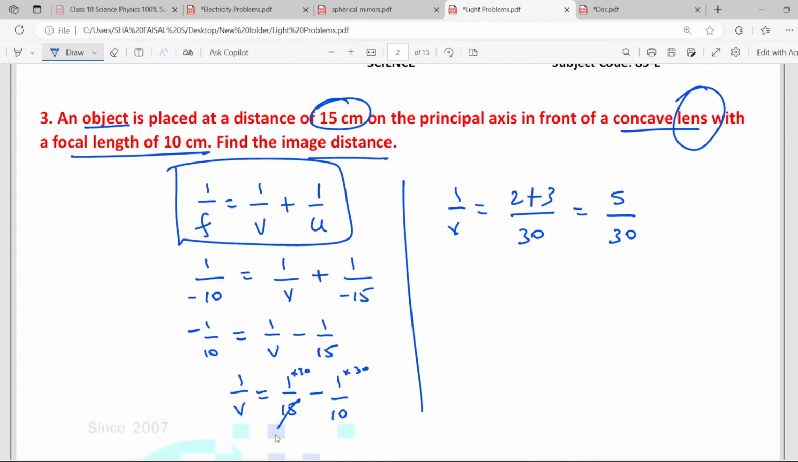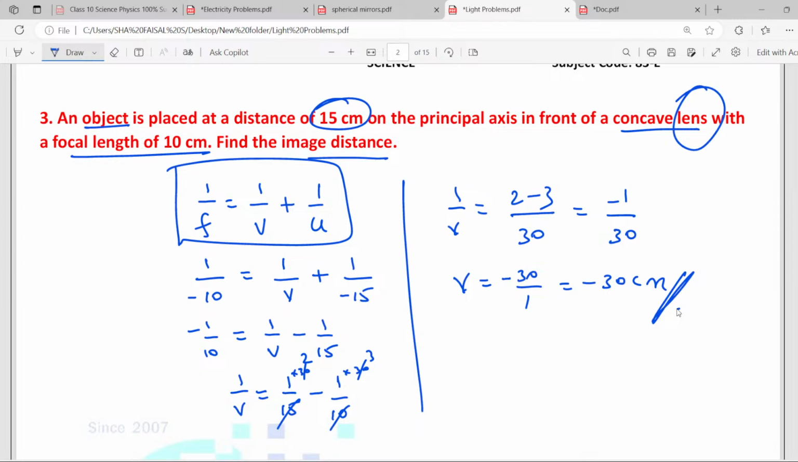Just a minute. 15 ones are 15, twos are 2, into 1 is 2. Minus, not plus. It is minus actually. It should be minus. 10 into 3 is 30. 2 minus 3 is minus 1. So the value should be minus 1 by 30. That is 1 by v. Then v is equal to minus 30 by 1. That's nothing but minus 30 centimeters. So the value of v is minus 30 centimeter.